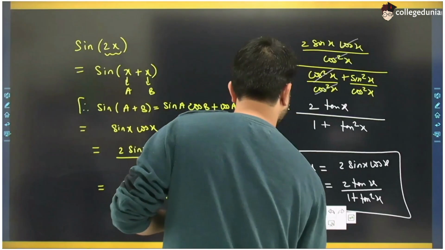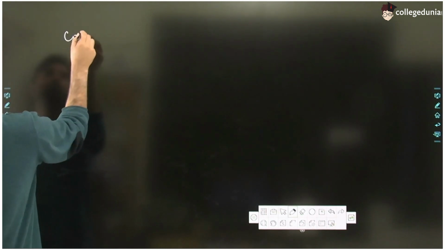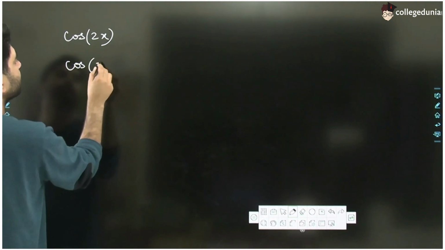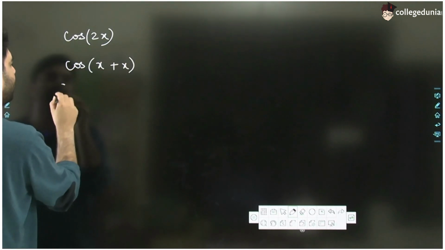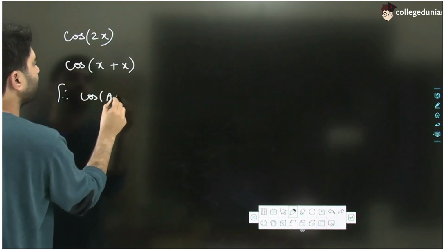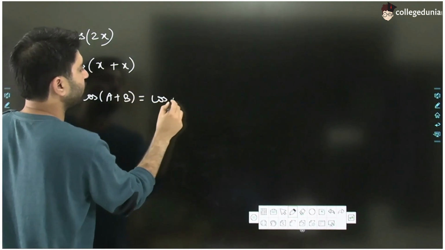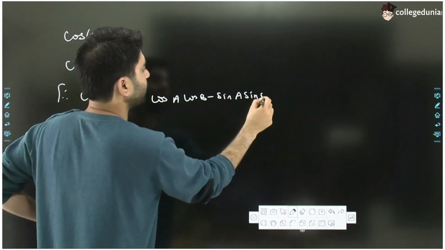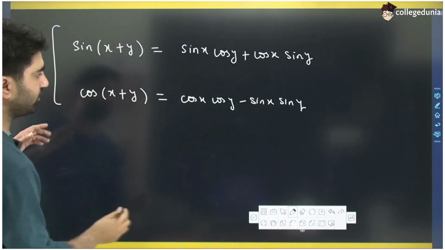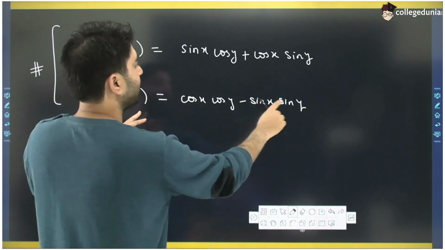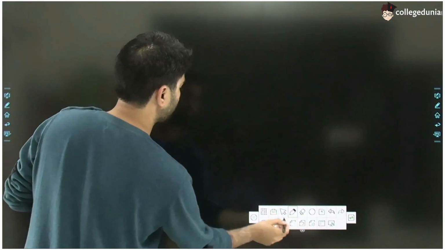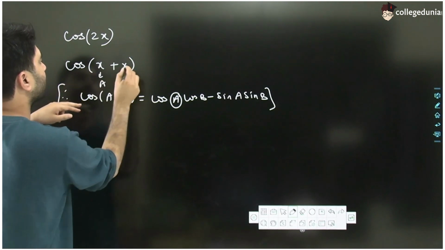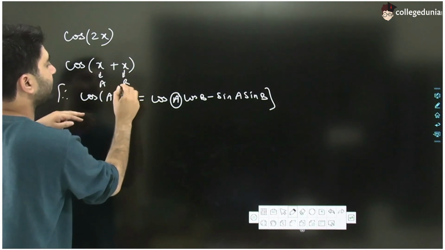Similarly, we can also derive the formula of cos 2x. Just like sin 2x, we will break this 2x as x plus x, and now again for cos(a plus b) we have cos a cos b minus sin a sin b. So in the place of a we'll write x, and as b again we will write x.